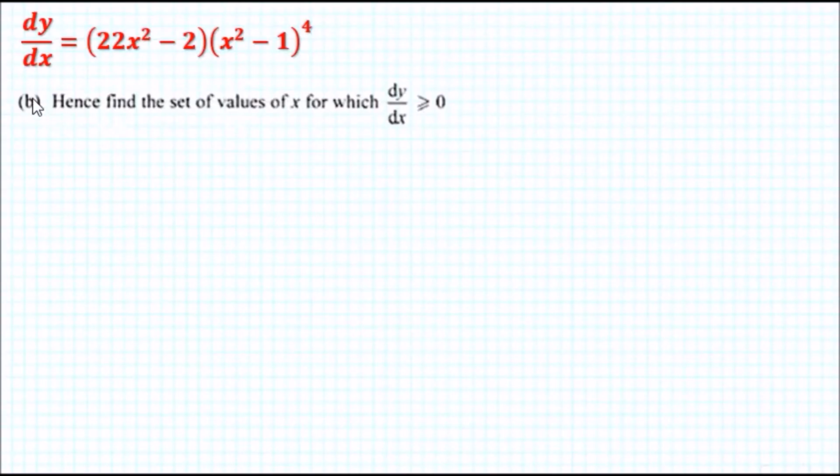So from part B, and keeping the derivative on the next page, we need to find the set of values of x for which this derivative is greater than or equal to 0. So all we can literally write is greater than or equal to 0. And yeah, this is just a case of solving now. So let's have a go at solving this.